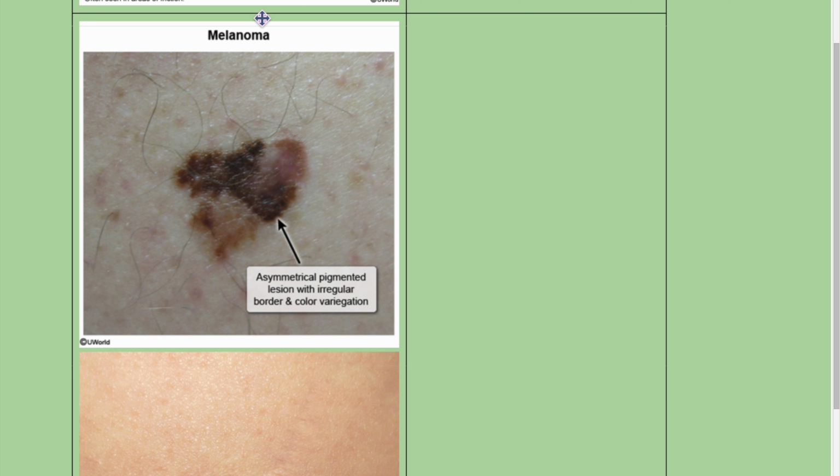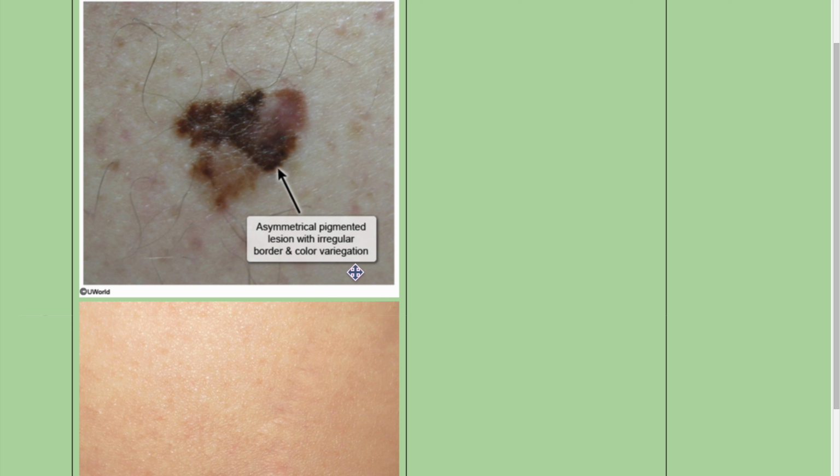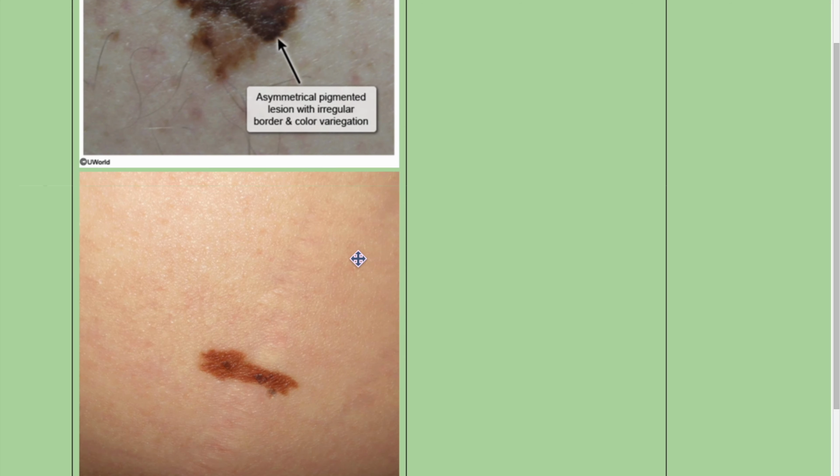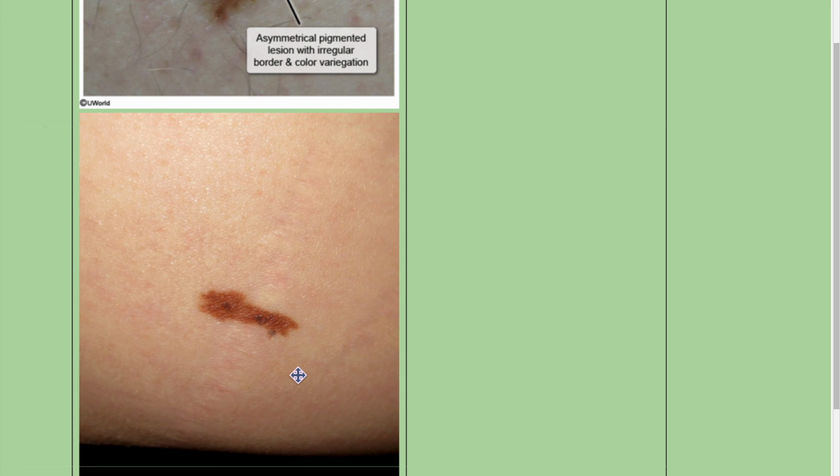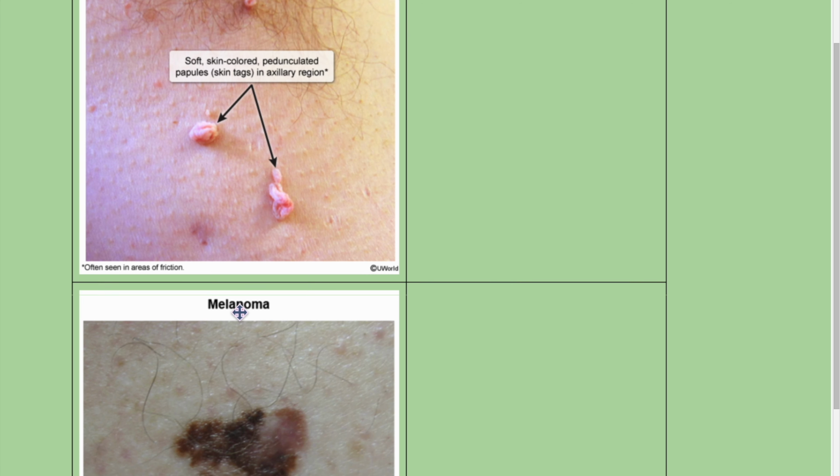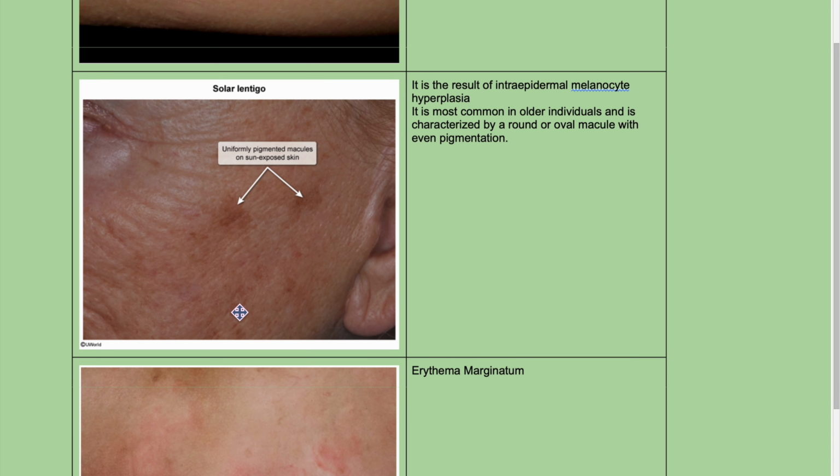You already know how to identify this from step 1. Melanoma, asymmetrical pigmented lesion with irregular border and color variation. Like that. Okay. Solar lentigo. These are uniformly pigmented macules of sun-exposed skin.